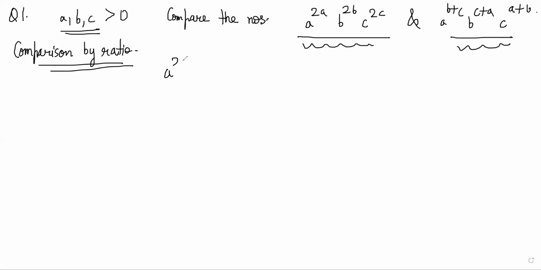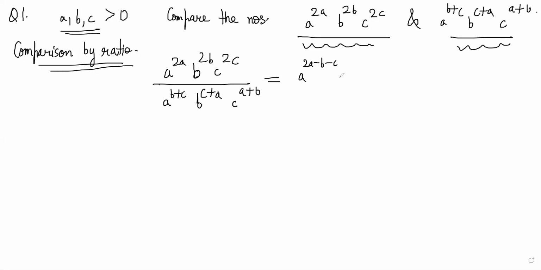So we can say A power 2A, B power 2B, C power 2C divided by A power B plus C, B power C plus A, and C power A plus B. And that can be written in a simplified form as A power 2A minus B minus C multiplied by B power 2B minus C minus A and C power 2C minus A minus B.